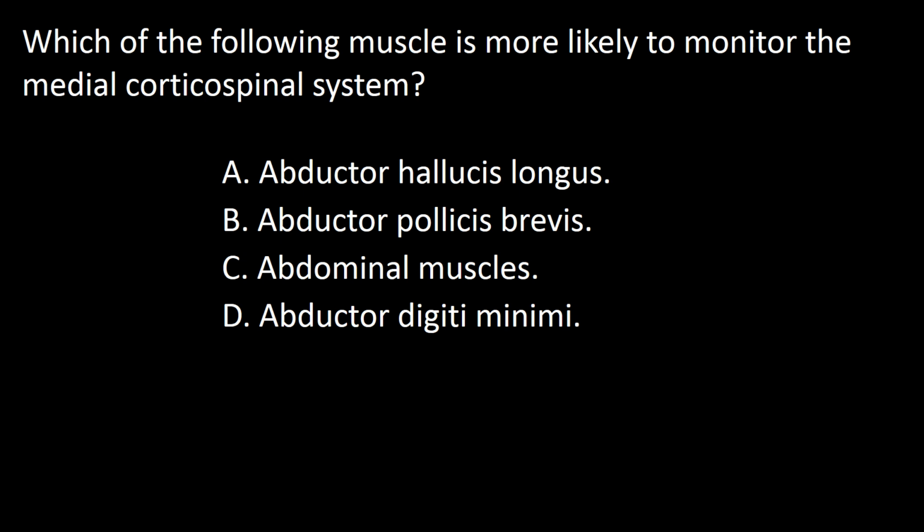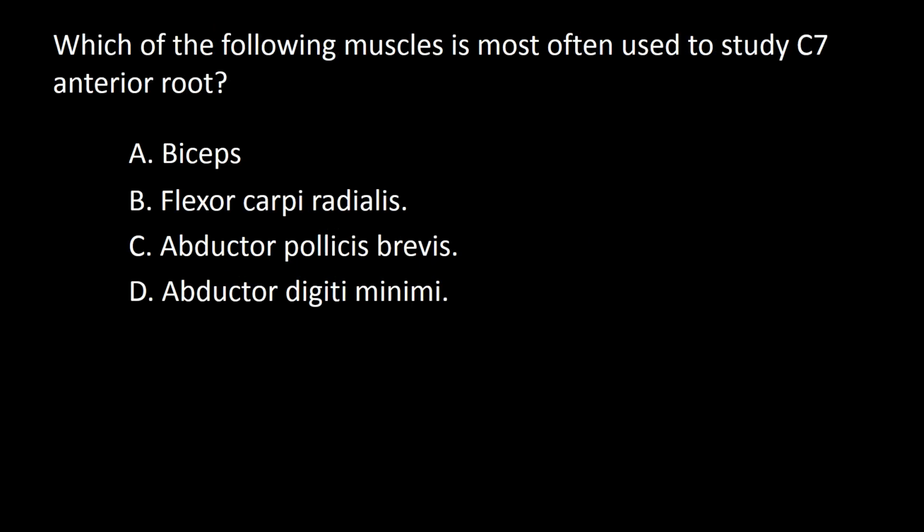So the answer to this question is C. Next question. Which of the following muscles is most often used to study C7 anterior root? A. Biceps. B. Flexor carpi radialis. C. Abductor pollicis brevis. D. Abductor digiti minimi.